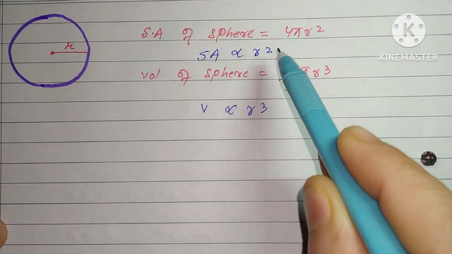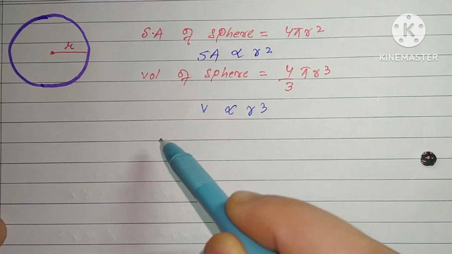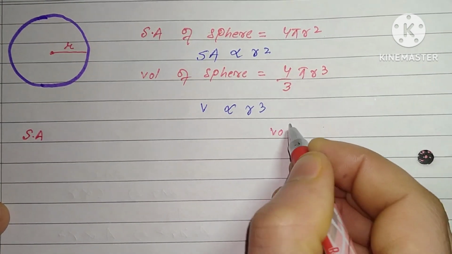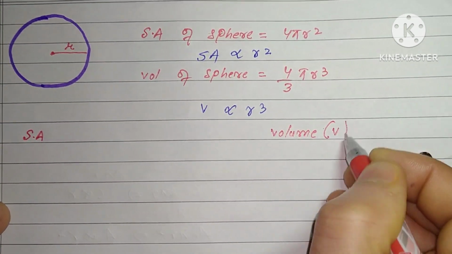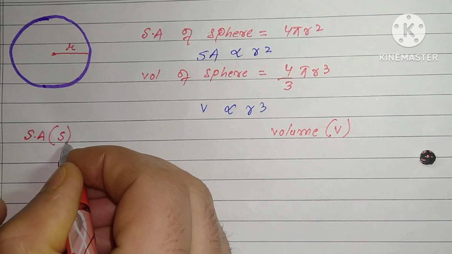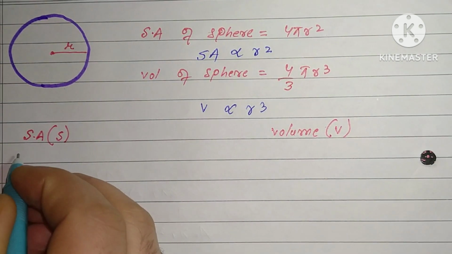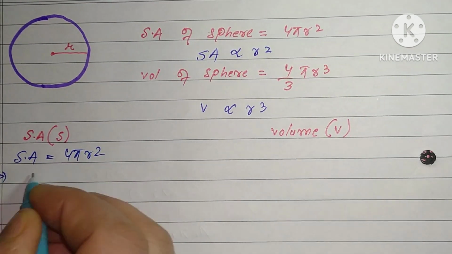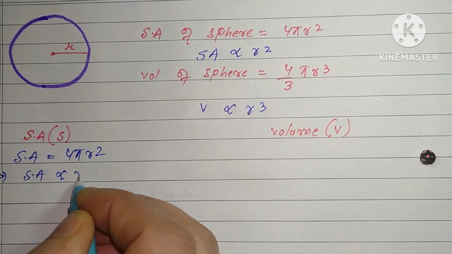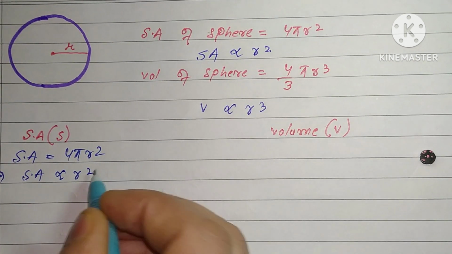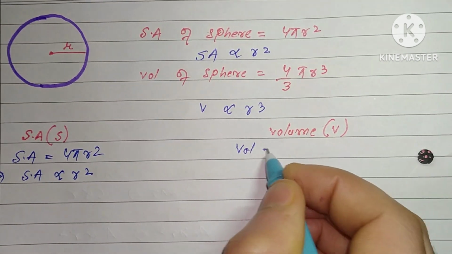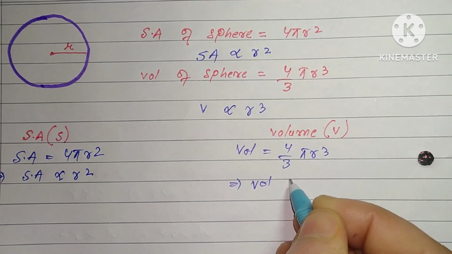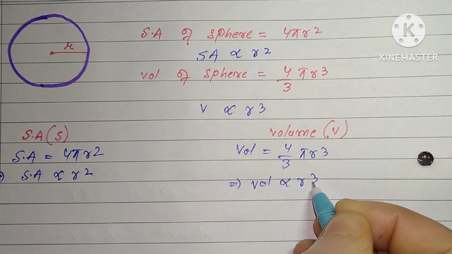Again, let us discuss surface area and volume differently. Volume will be V, surface area say S. We know surface area is 4 pi r square, which implies surface area is directly related with radius square, and volume is 4 by 3 pi r cube, which implies volume is directly related with radius cube.